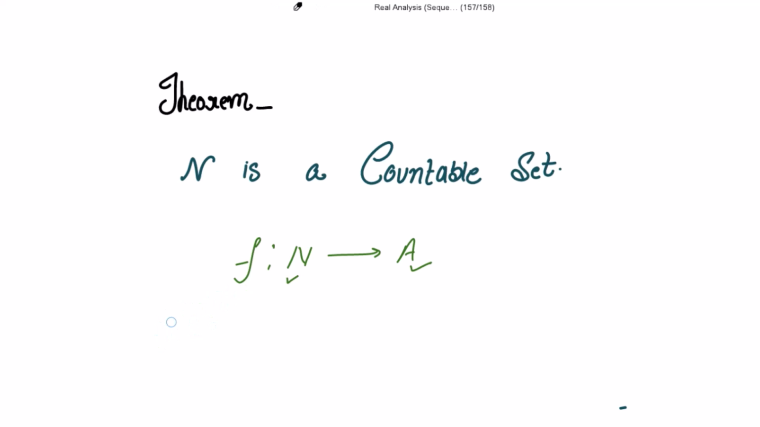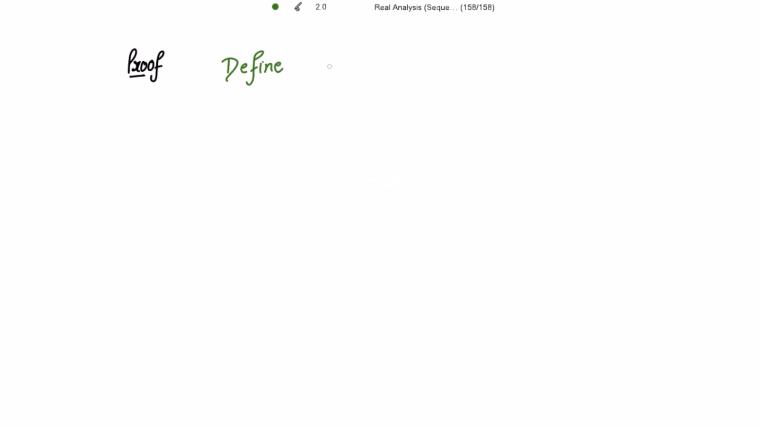Because we need to show that N is a countable set, we have to define a function from N to, instead of A, I must write here N, because I need to show that this is a countable set. So we have to define a mapping from N to N. Define phi to be a mapping from N to N, and let me define this mapping by phi of n equal to n for all n belonging to the natural numbers.